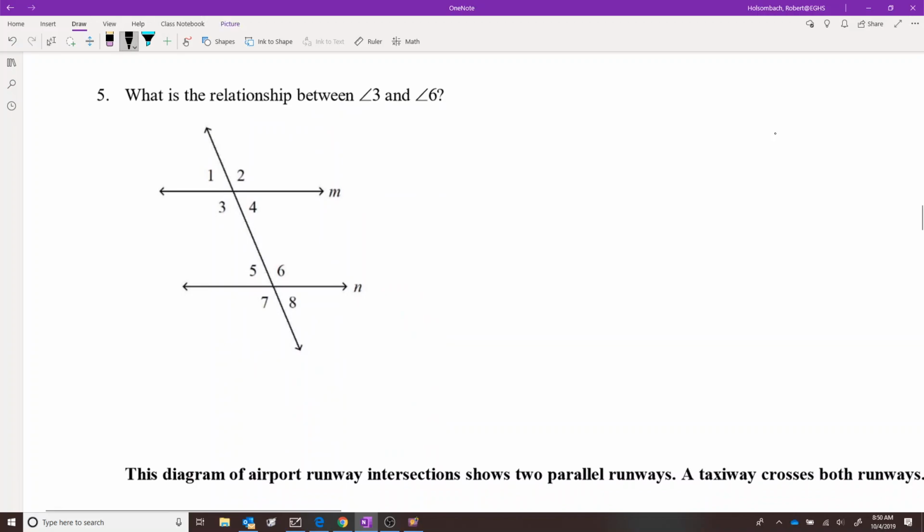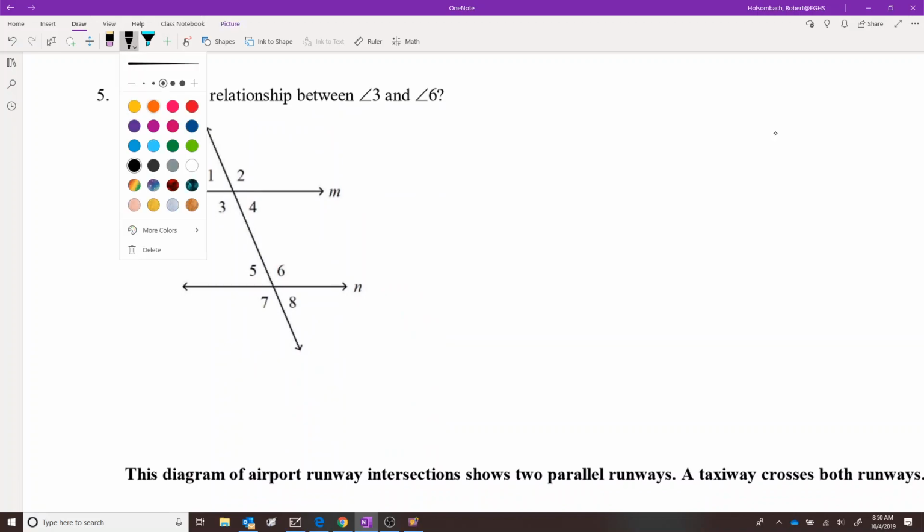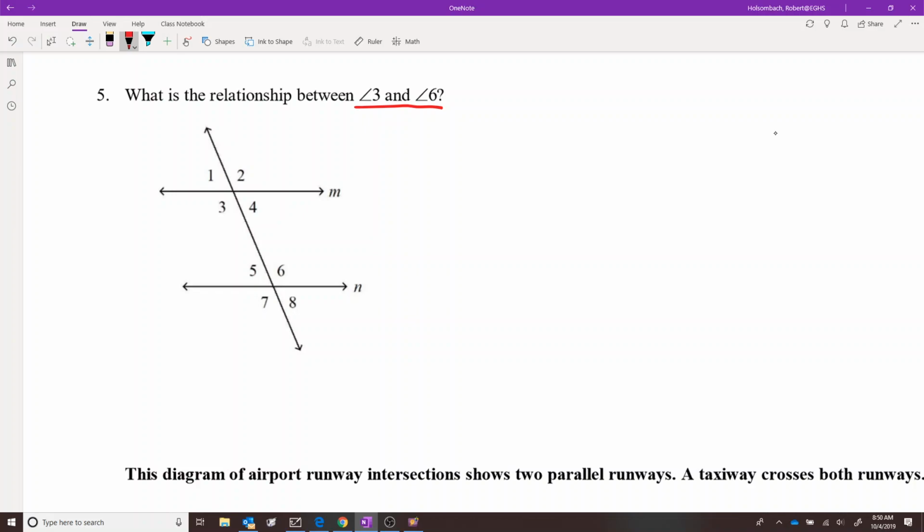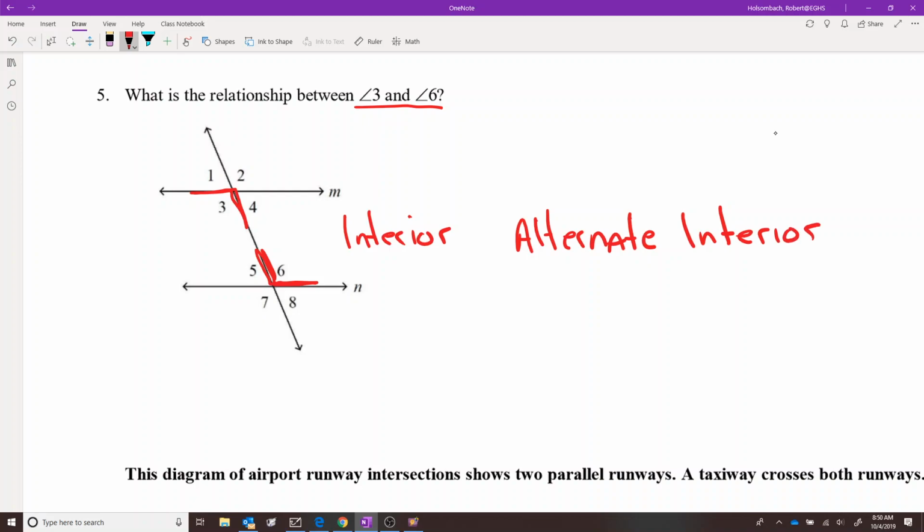Number 5, let's see here, what's the question they're asking? What is the relationship between 3 and 6? Well, here's 3, right there, and here's 6. Those 2 angles, they're on different sides of this transversal, and they're in the interior of the 2 given lines. So those are called alternate interior angles.